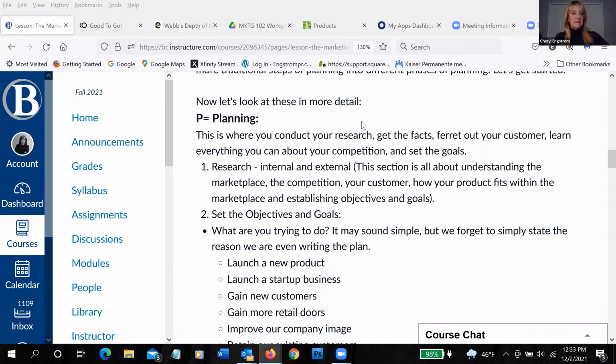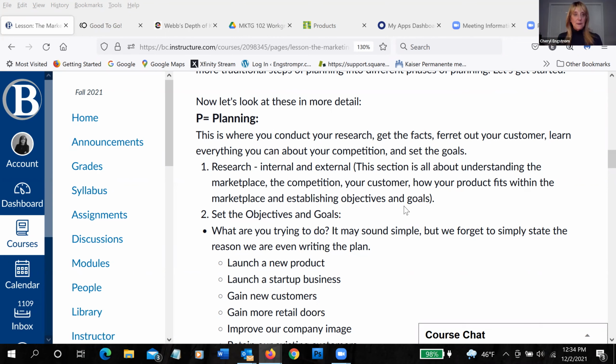Each of the various steps we took was to better understand the competition, the company and its product, and the objectives and goals. Objectives are your very broad objectives, to launch a new product or increase market share. Then you set goals, SMART goals, as well as marketing goals.